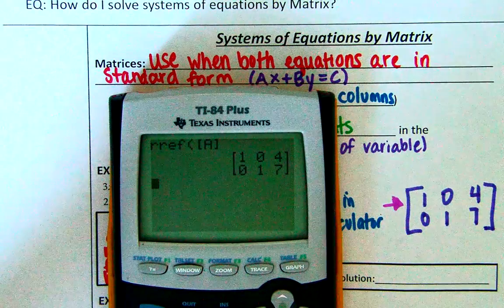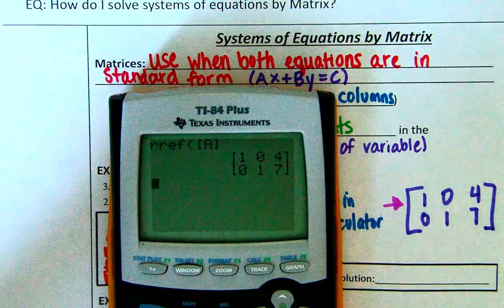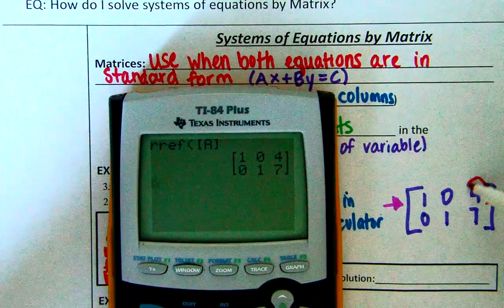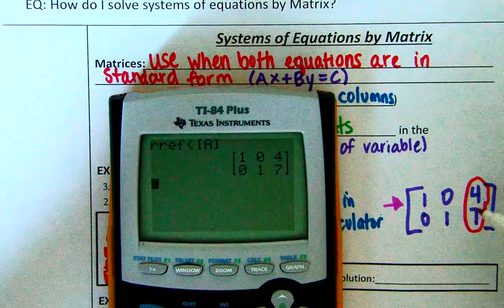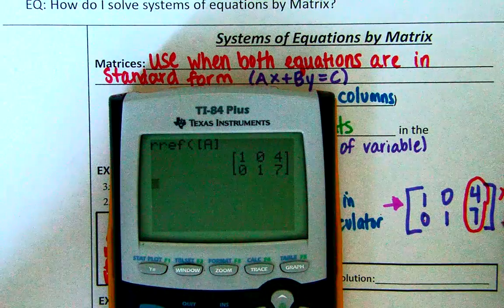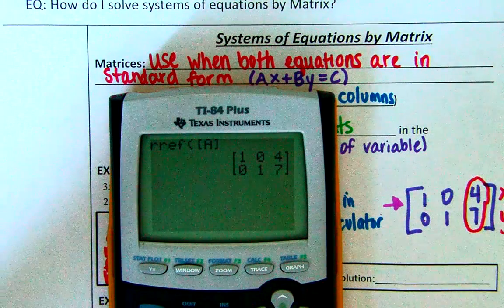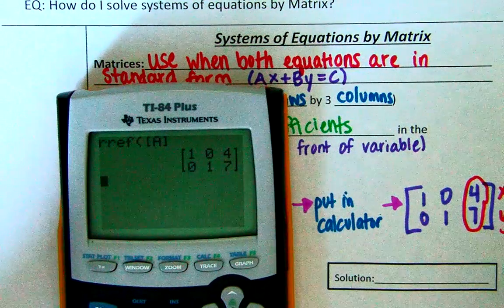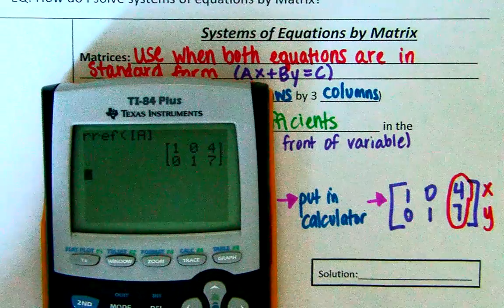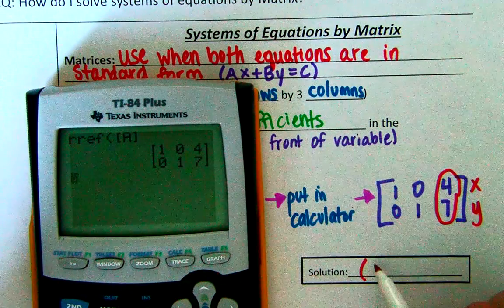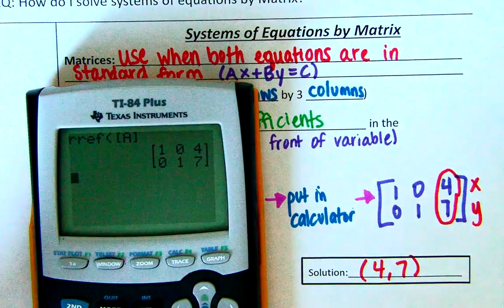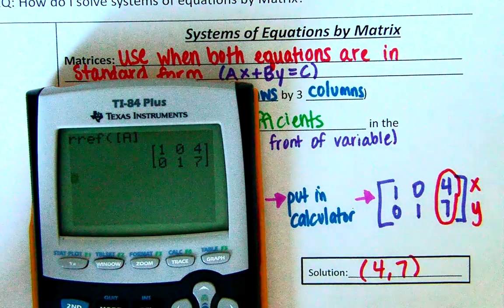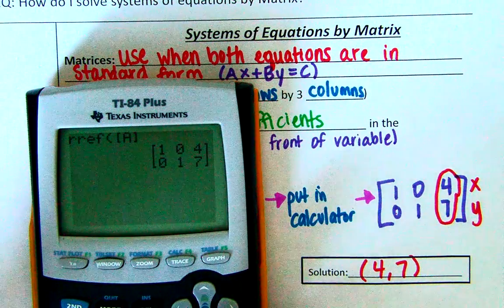And so remember, your answer is the last column. So the last column is your answer as long as it is in 1001. This is my answer. So the first is your x and the bottom is your y. So we're going to make that as our solution. So our solution to this problem is 4, 7.